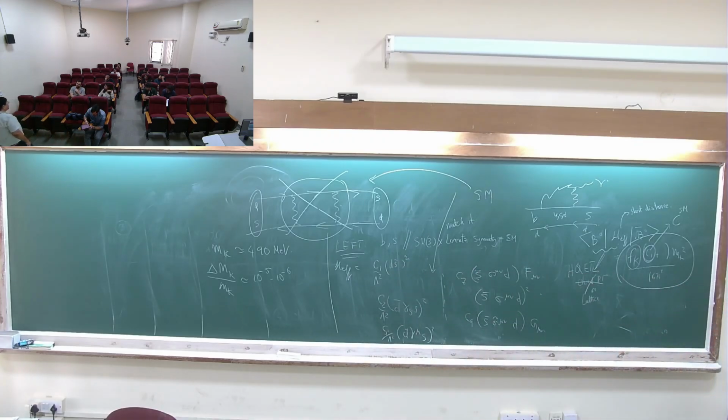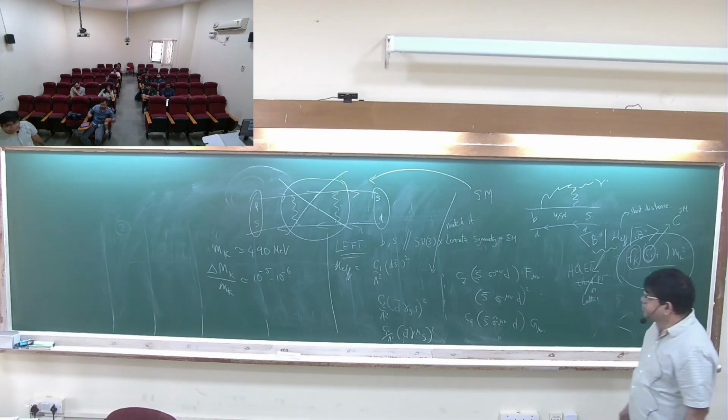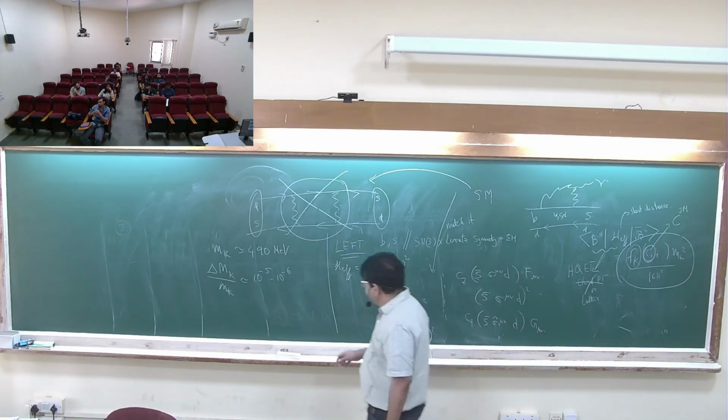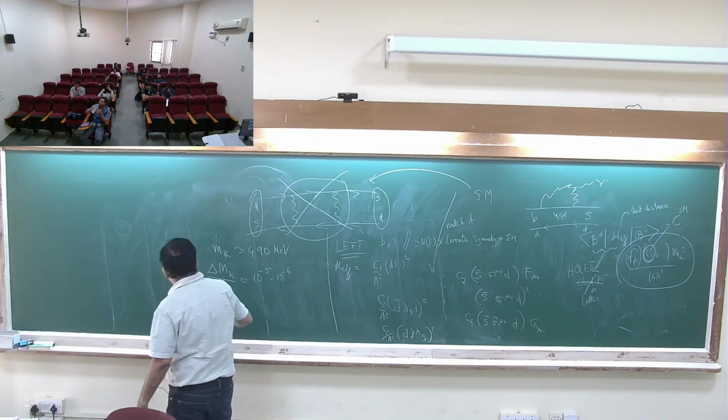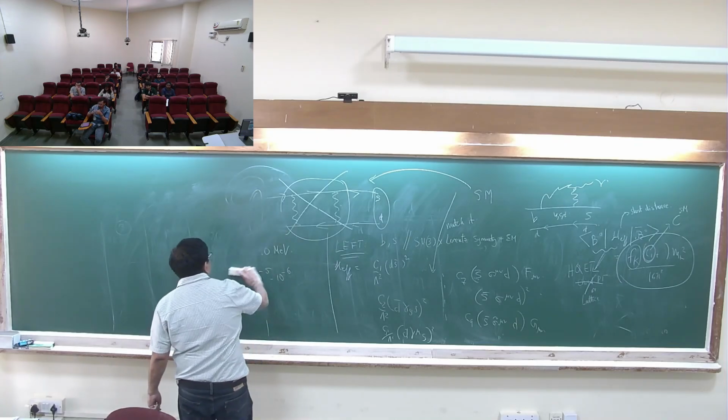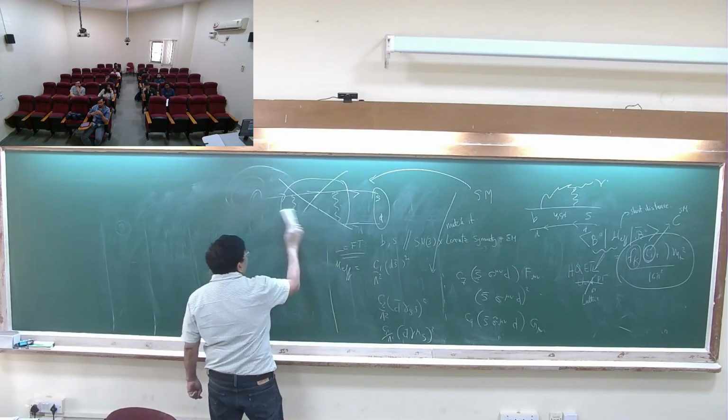You only know the C coefficients. Yeah, it's not predictive in that sense. That is true. That's the fallacy of effective field theories. They are not predictive. So this is a philosophy you should keep in mind.